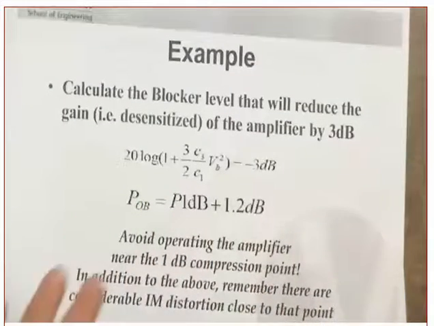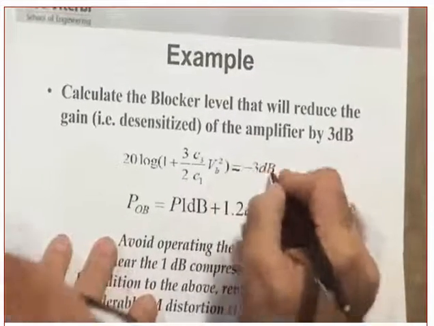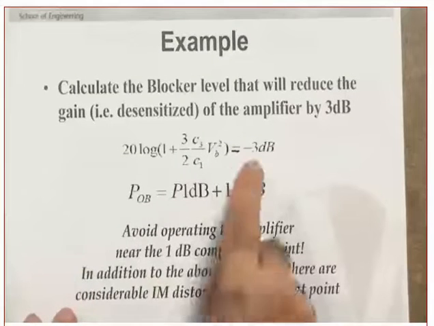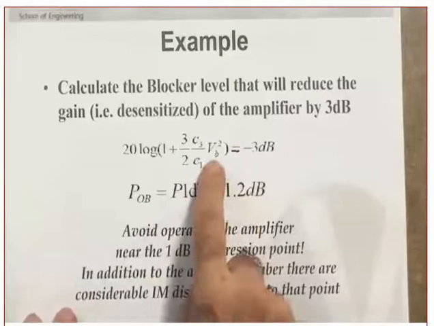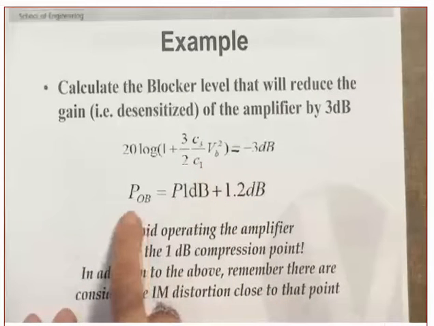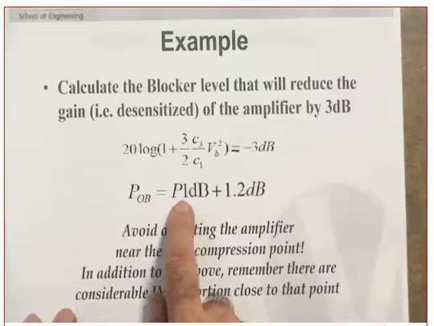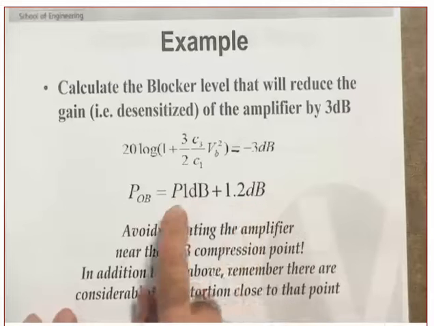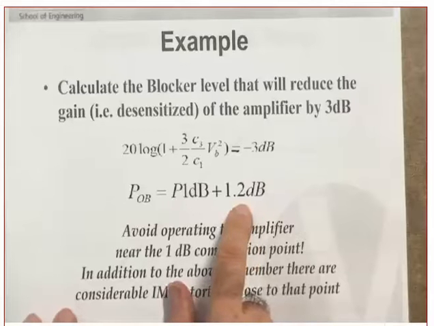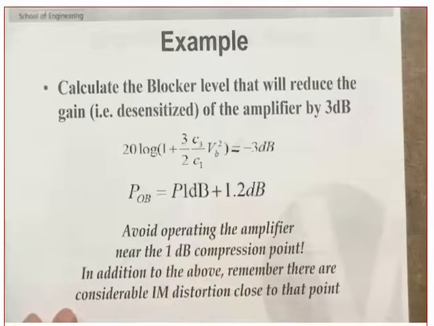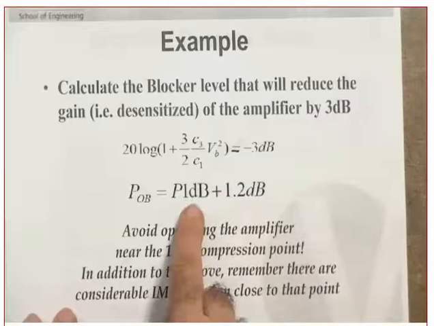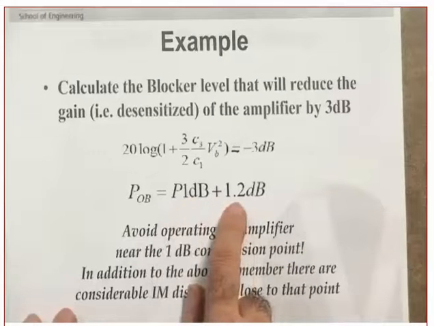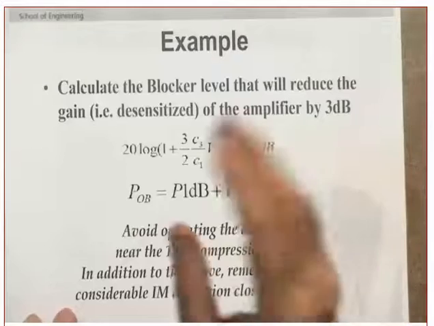20 log this term is equal to minus 3 dB. Are you following me or not? From here, you get the value of BB, and from the BB, you get the blocker. The output blocker is the 1 dB compression point plus 1.2 dB. What does this mean? It means the blocker power is more than the 1 dB point by roughly 1.2 dB.